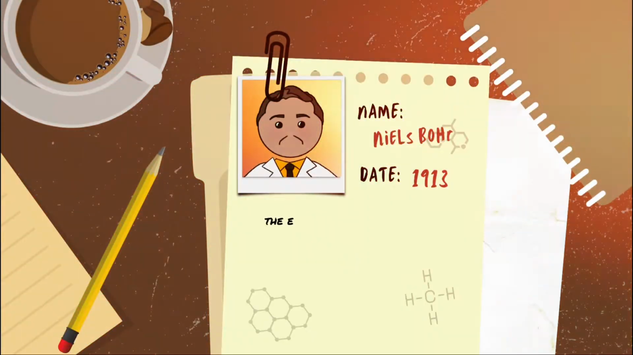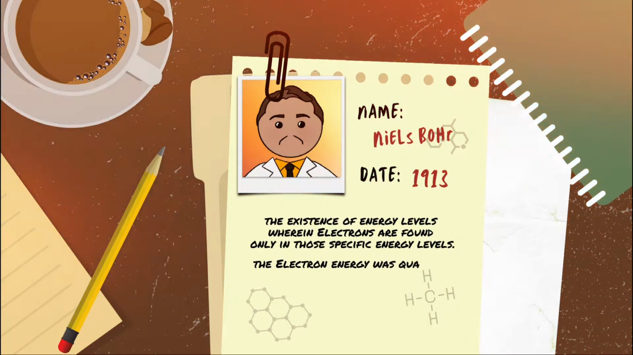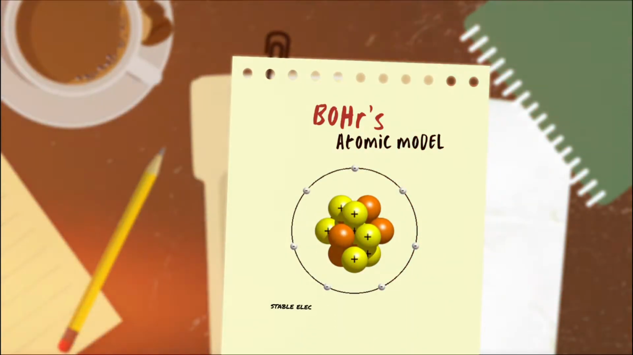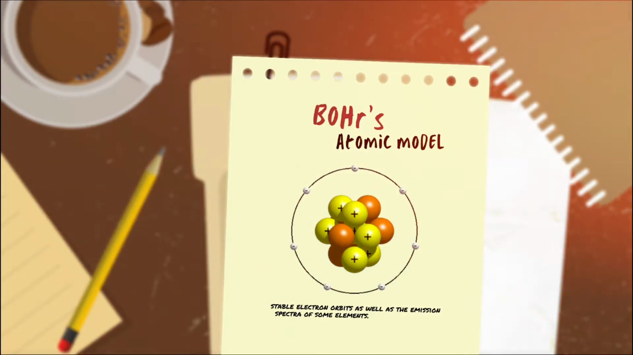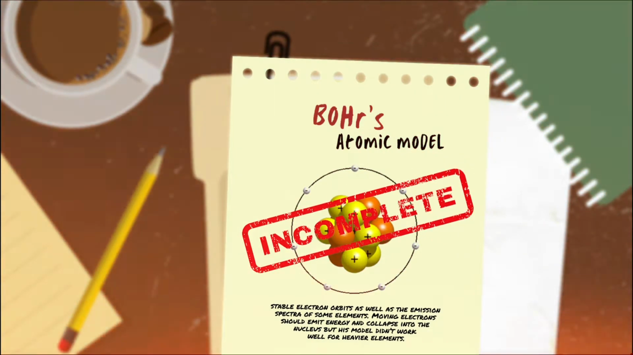His model stated the existence of energy levels wherein electrons are found only in those specific energy levels. This means that the electron energy was quantized and therefore it could not occupy a value of energy between fixed levels. Bohr's model proposed stable electron orbits as well as explained the emission spectra of some elements. Moving electrons should emit energy and collapse into the nucleus, but his model didn't work well for heavier elements. Unfortunately, Bohr's model didn't solve all of the atomic model problems, as it worked for hydrogen atoms. However, he couldn't explain the observations of heavier elements.